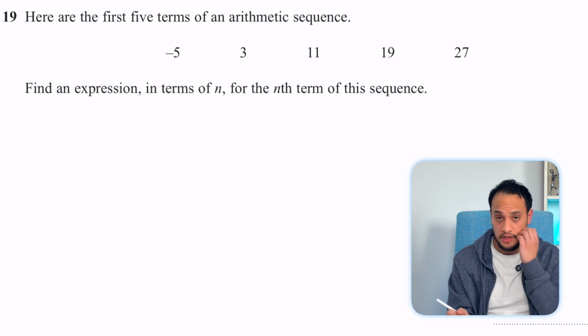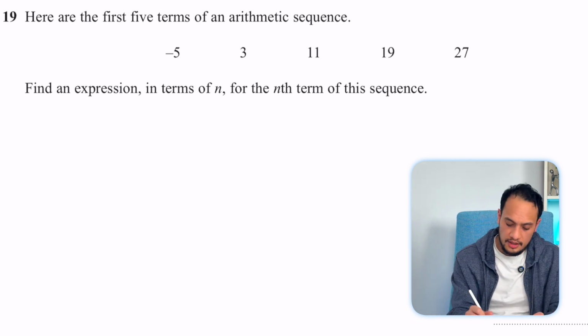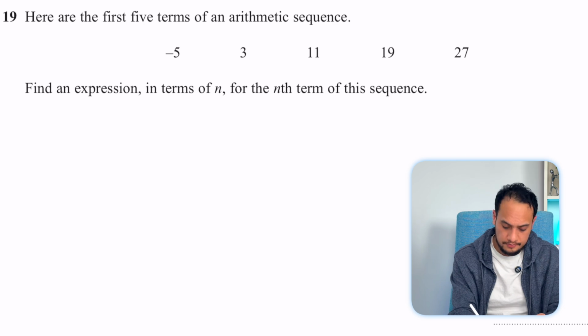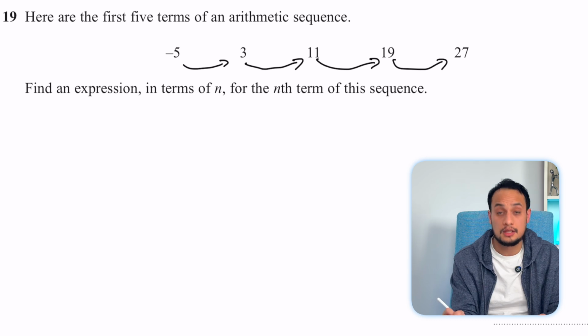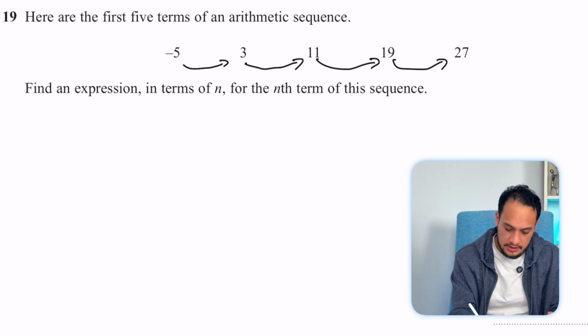Now what we do first is we think about the common difference. So you can take the first term away from the second term. So 3 minus -5, or if it's easier, 11 take away 3, and you get 8. So that will be our common difference. So our common difference is 8.